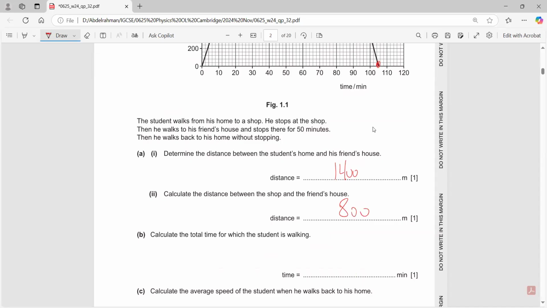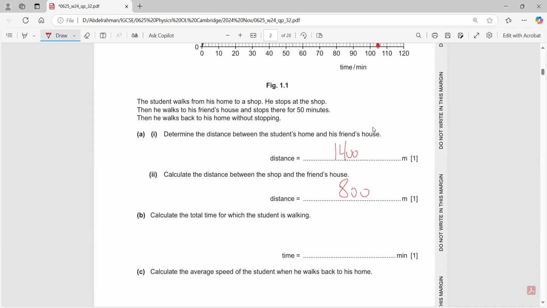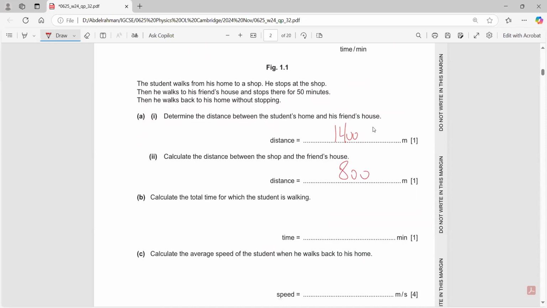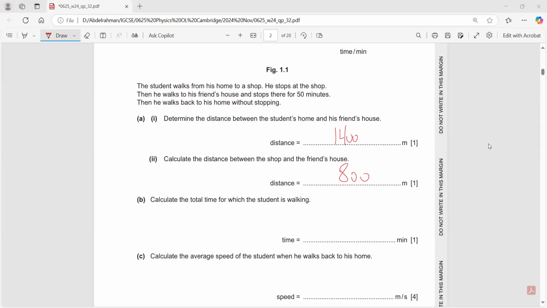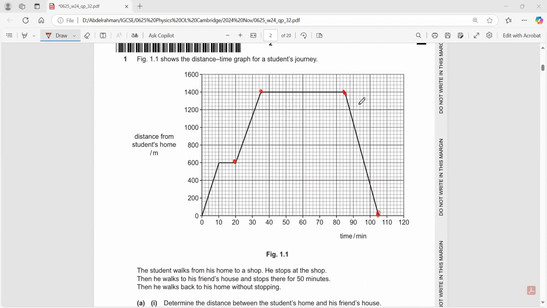Excellent. Calculate the total time for which the student is walking. Do not include the time for which he is at rest. Can I find the total time for which he was walking? Yes, I can. Let's check out the graph. We need to find any part with a slope.